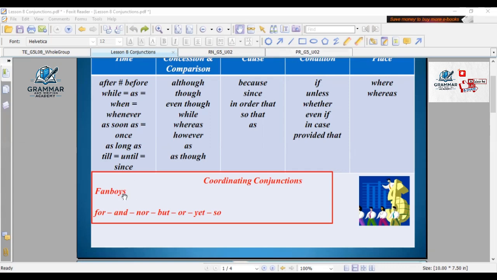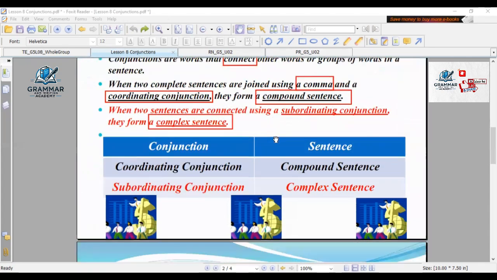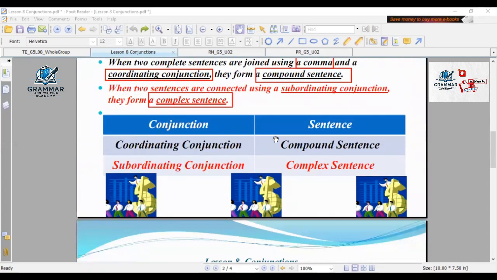According to the fanboys, for, and, nor, but, or, yet, and so, we have 7 coordinating conjunctions, and if you have one of them in a sentence, this sentence is going to be a compound sentence. We have read this part and also this part, and I told you last time that once you have a coordinating conjunction in a sentence, you're going to have a compound sentence. But if you have a subordinating conjunction in a sentence, in this way you have a complex sentence.